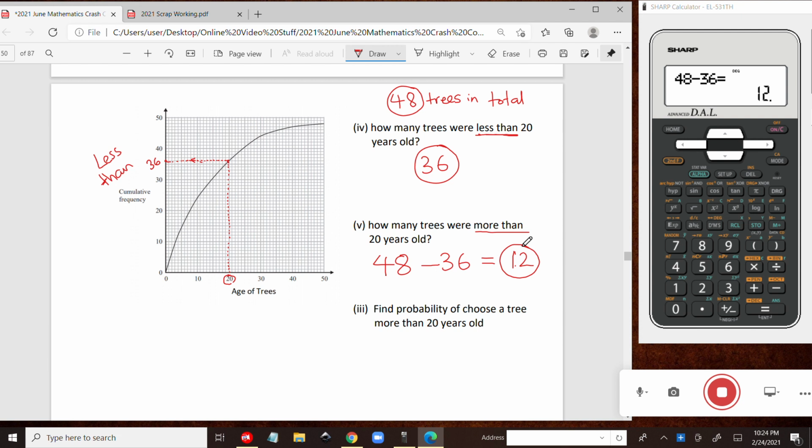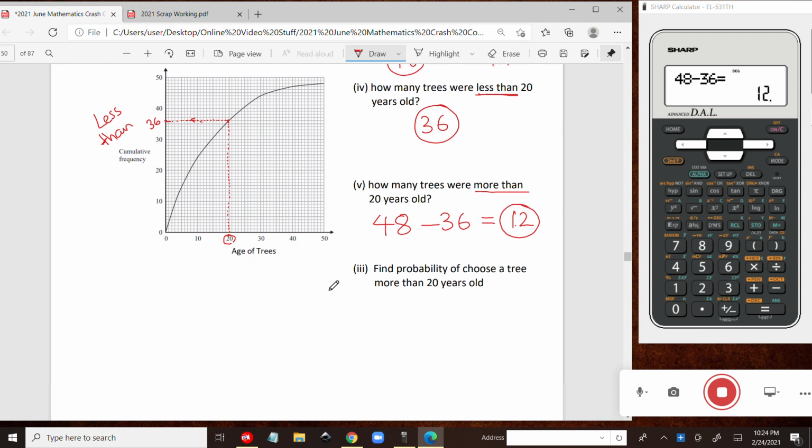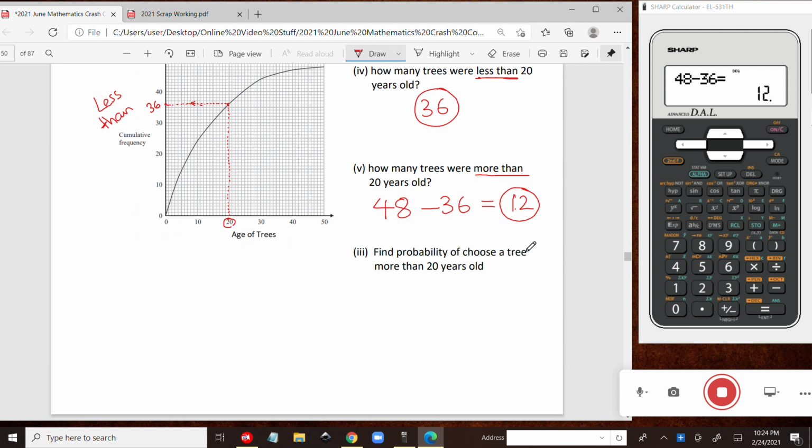All right, so moving on. Find the probability of choosing, this is my fault here, this is supposed to be choosing a tree more than 20 years old. Now, when you're calculating probability, the denominator is always the total. So we have 48 trees in all. The numerator is what you care about, or what you are considering.